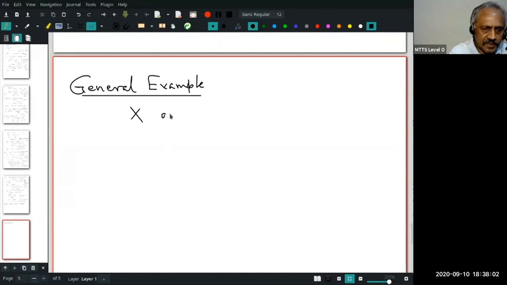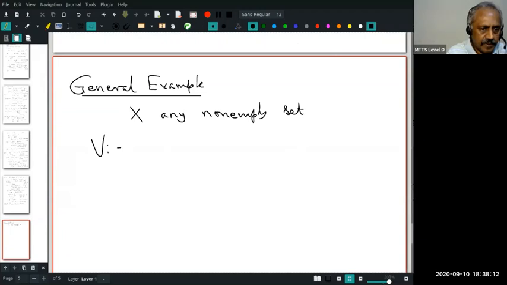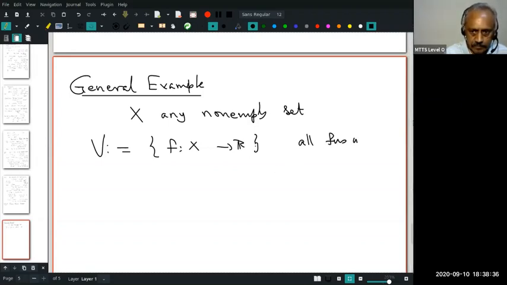Let X be any set, non-empty of course. And let us look at V to be the set of all functions f from X to R. All functions, okay? Remember, nothing like continuity, nothing. X is some set, I don't know. All functions from X to R, all. This simply means any function from X to R, right? I want to make it a vector space. All real valued functions. So what does it mean?